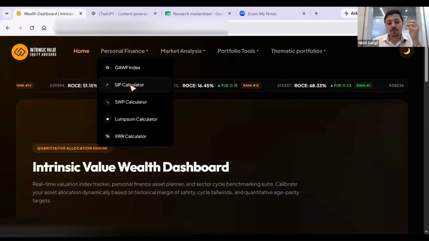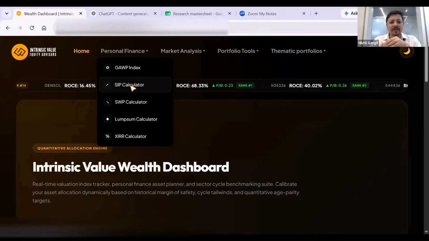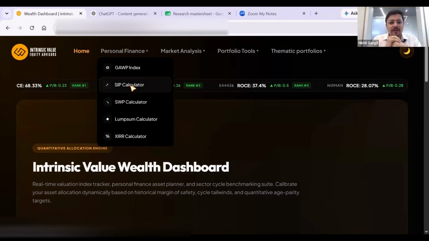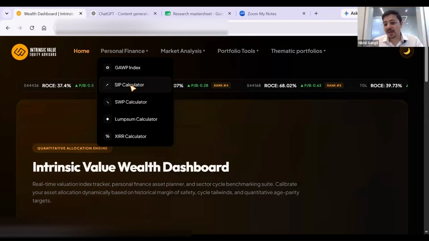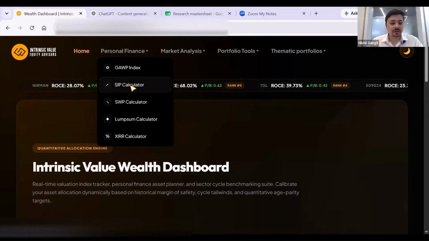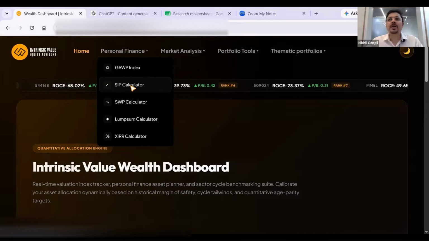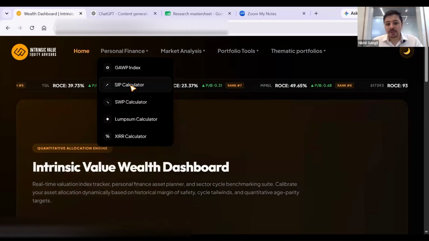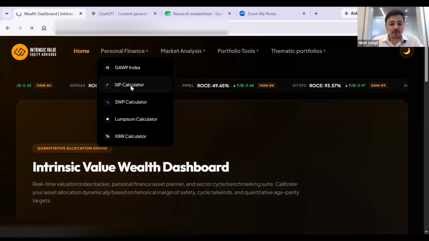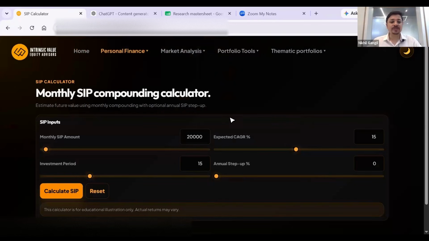Now, they seem very simplistic because we have seen a lot of those calculators. I'll just try to explain them once more. And then we will go into the XIRR calculator, which is very important to understand. Many people do not understand the XIRR in a way they should understand, right? So going to the SIP calculator, this is very straightforward.